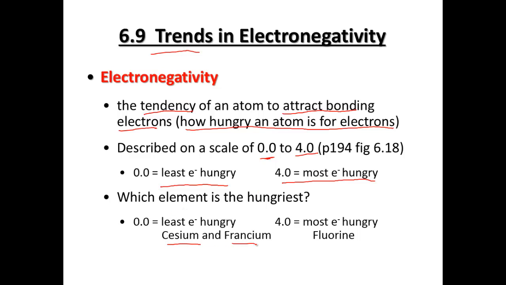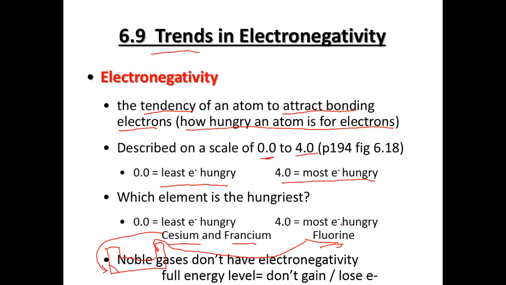Cesium and francium, down at the bottom of the periodic table, we're going to look at in just a minute. Down over here, they are the least hungry. Fluorine, right up top, close to the noble gases, is going to be the most hungry of our elements. So we'll look at that one. Oh, and the noble gases, they don't have any electronegativity. We're going to talk about the full energy level here in a little bit.